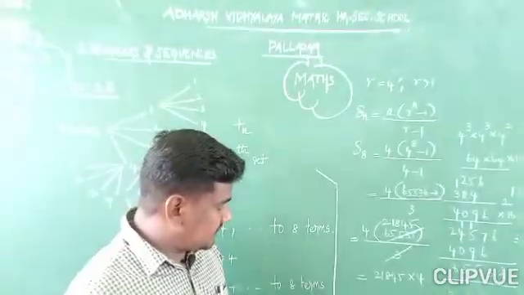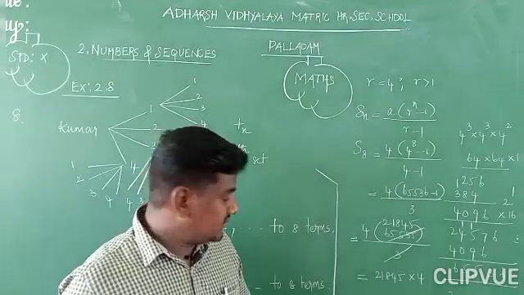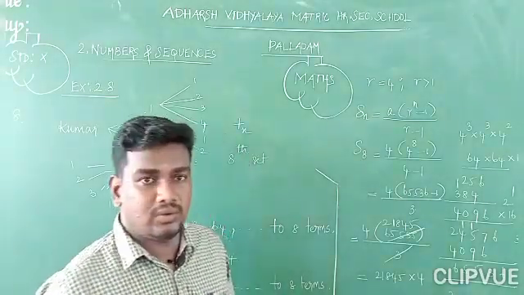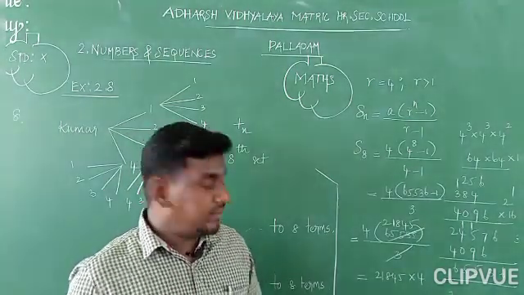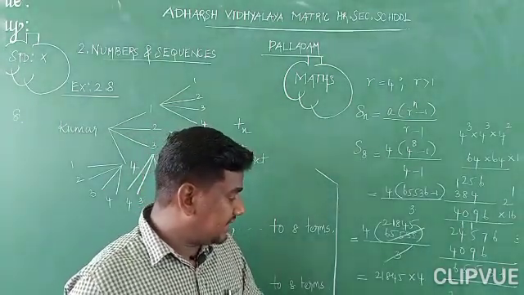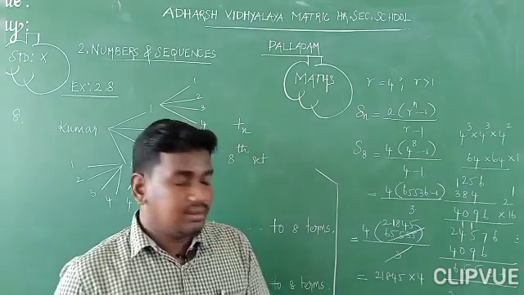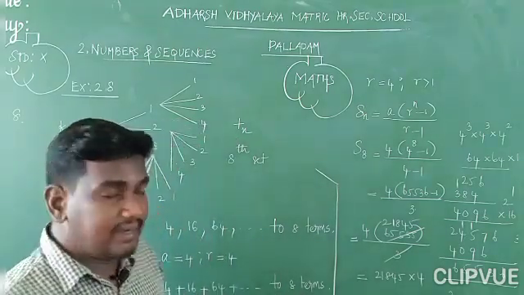So yes, the sum to 8 terms of this sequence is equal to 87380. The question asks to find the cost of mailing. It means the total number of mailed letters is equal to 87380. The cost of mailing one letter is rupees 2.